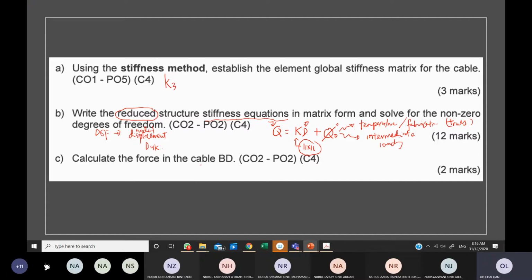This is the internal force. FBD is the internal force. So this FBD is not the support reaction, it's not the displacement. This is the internal force, the axial force.